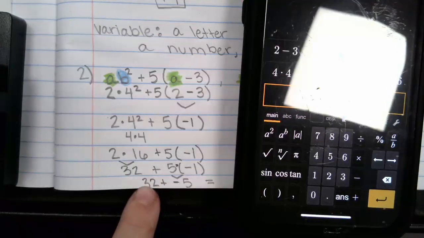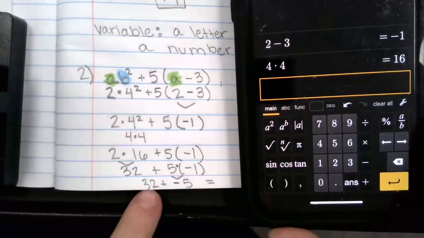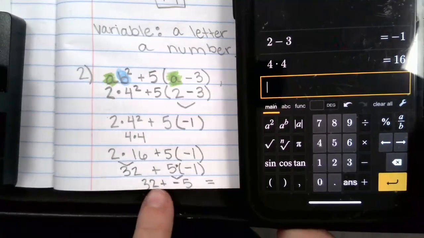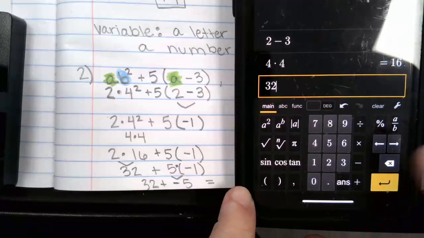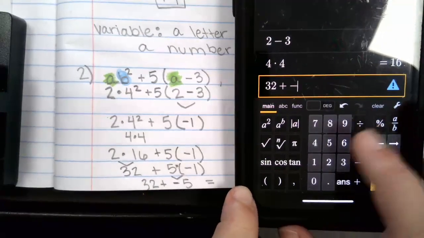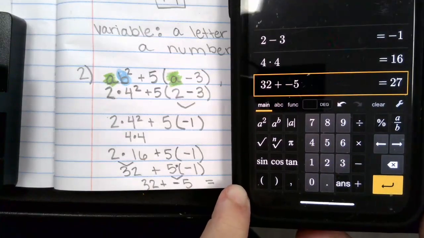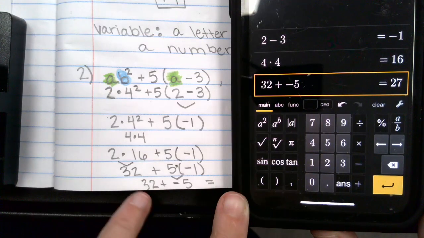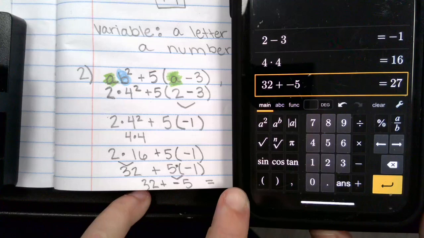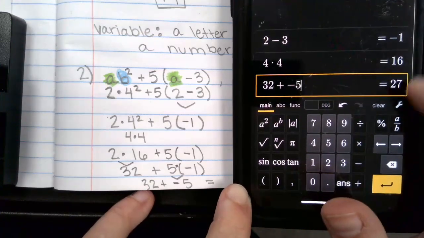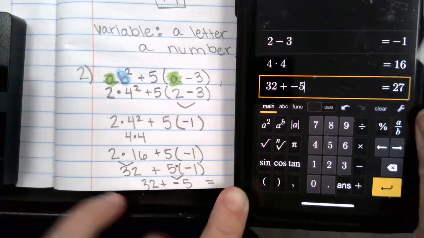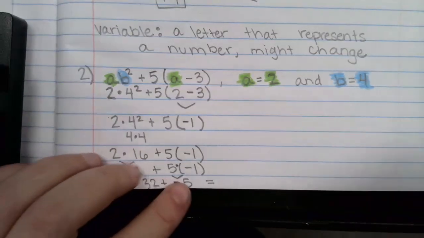Again, if you want to use your calculator, you can. If I have a positive and a negative, what am I really going to do with those in my head? Can I add them? Really we subtract them because we're going in opposite directions. Different signs you subtract, keep the sign of the larger. So 32 minus 5 is positive 27. So our final answer is 27.